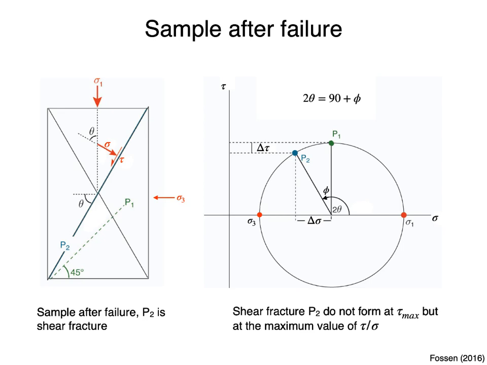Notice that the shear fracture does not form at the maximum shear stress P1, but at the maximum ratio between the shear and normal tractions on the plane, which is at P2. The angle between the normal to P2 and sigma 1 is theta. 2 theta in the Mohr circle is equal to 90 plus the angle phi.